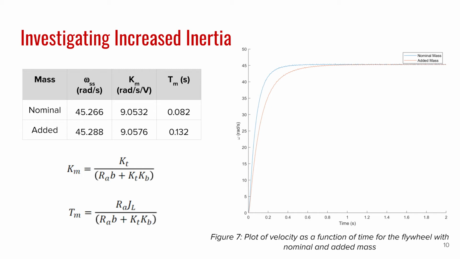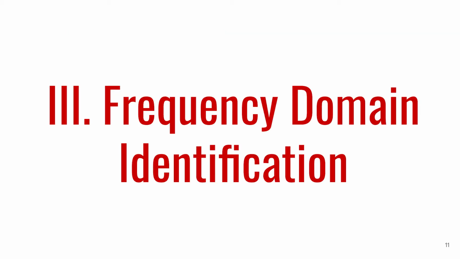Now, if you are unfamiliar with the variables below that we have not yet mentioned, allow me to define. Ra is the resistor resistance, B is the damper constant, Kt is the motor torque constant, while Kb is the back EMF constant. Now we are going to talk about the frequency domain results and discuss the implications of our findings.